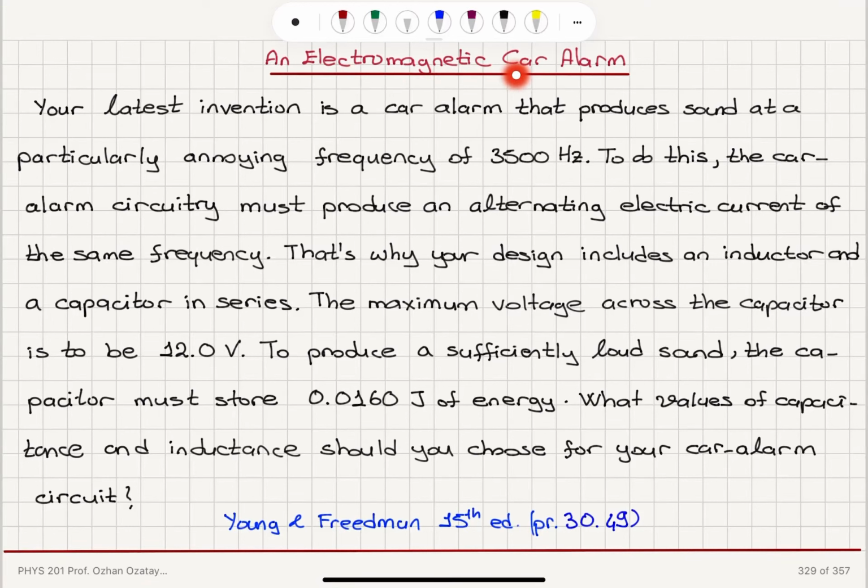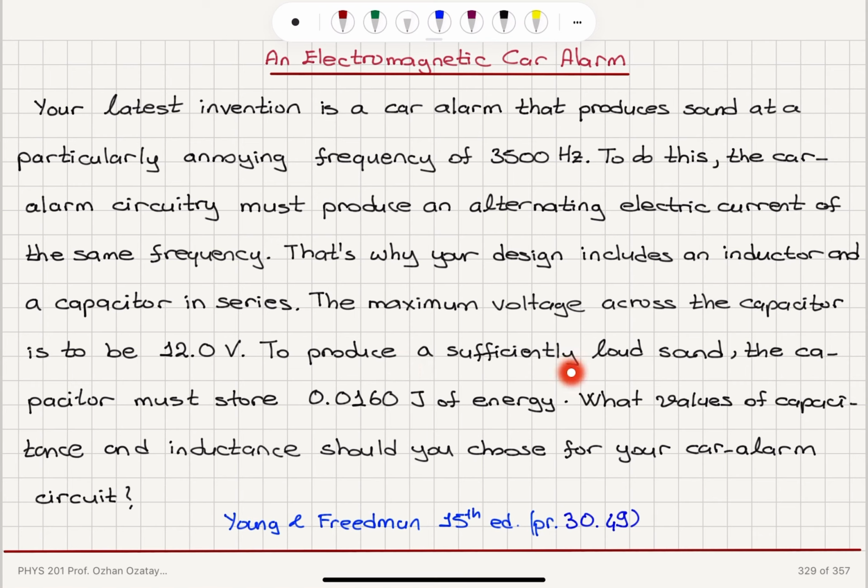An electromagnetic car alarm. Your latest invention is a car alarm that produces sound at a particularly annoying frequency of 3500 Hz. To do this, the car alarm circuitry must produce an alternating electric current of the same frequency. That's why your design includes an inductor and a capacitor in series. The maximum voltage across the capacitor is to be 12 volts.